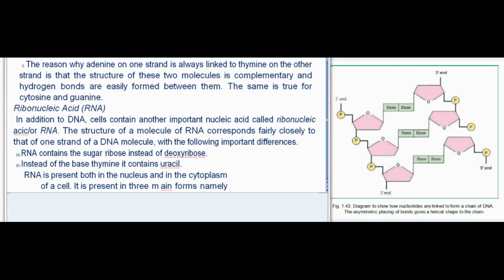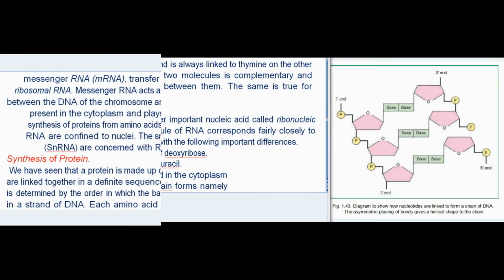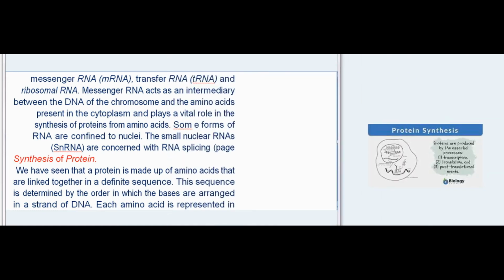It is present in 3 main forms, namely messenger RNA, mRNA, transfer RNA, tRNA, and ribosomal RNA. Messenger RNA acts as an intermediary between the DNA of the chromosome and the amino acids present in the cytoplasm and plays a vital role in the synthesis of proteins from amino acids. Some forms of RNA are confined to nuclei. The small nuclear RNAs, snRNA, are concerned with RNA splicing, prior to synthesis of protein.